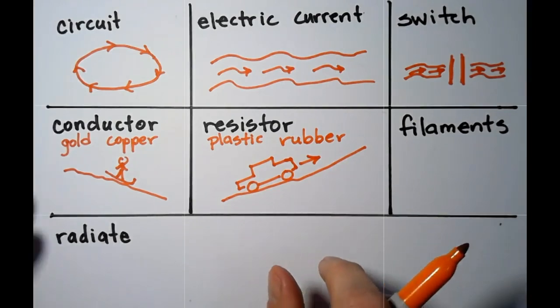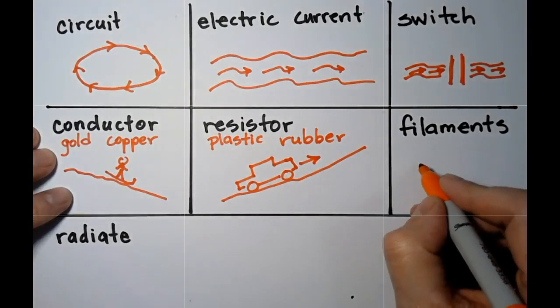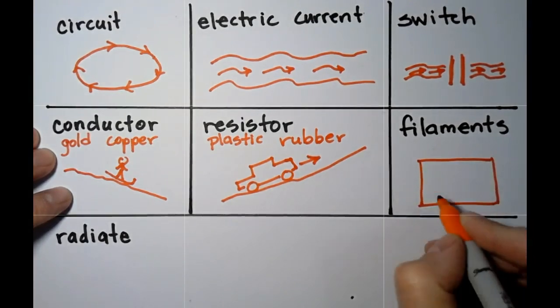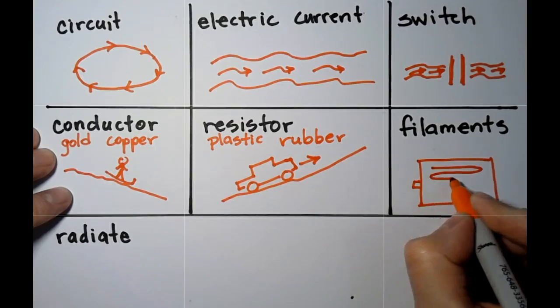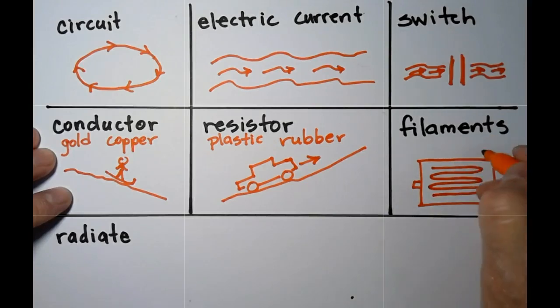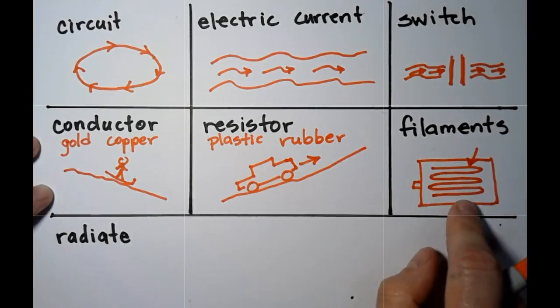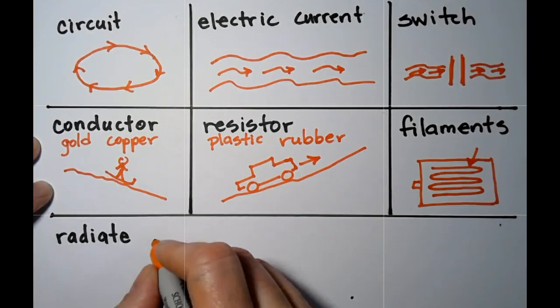We also had the word filaments, wires that heat up or glow when they conduct electricity. Inside the toaster, so this rectangle will represent our toaster, and it's got the lever on the side. Okay, but inside the toaster we have those wires, and they glow and get hot. Those wires are the filaments that heat the bread and turn it into toast. And the last word that we had, radiate. Radiate, to send out energy in waves or rays.